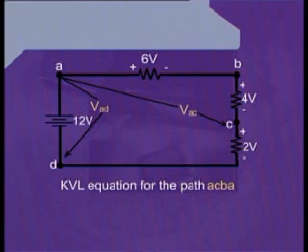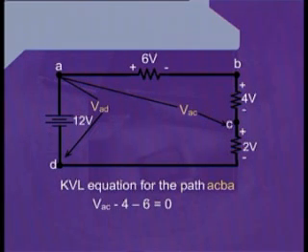Now if we apply the KVL equation for the path A, C, B and A, obviously as we have been doing for the mesh analysis, we choose one point to start from and proceed towards the last point and come back to the initial point. Let's start from the point A. Starting from the point A and moving towards the point C, we can see that there is an imaginary voltage source which has been marked as VAC.